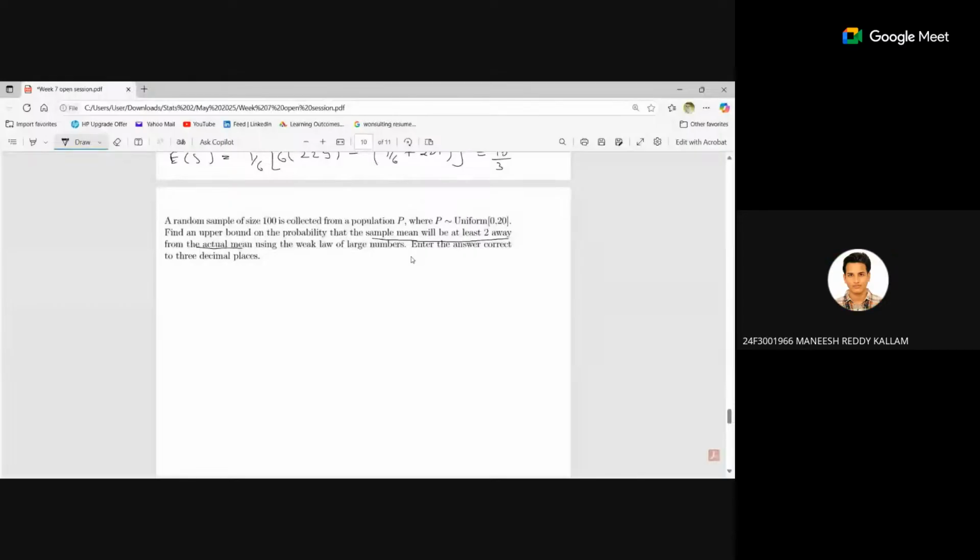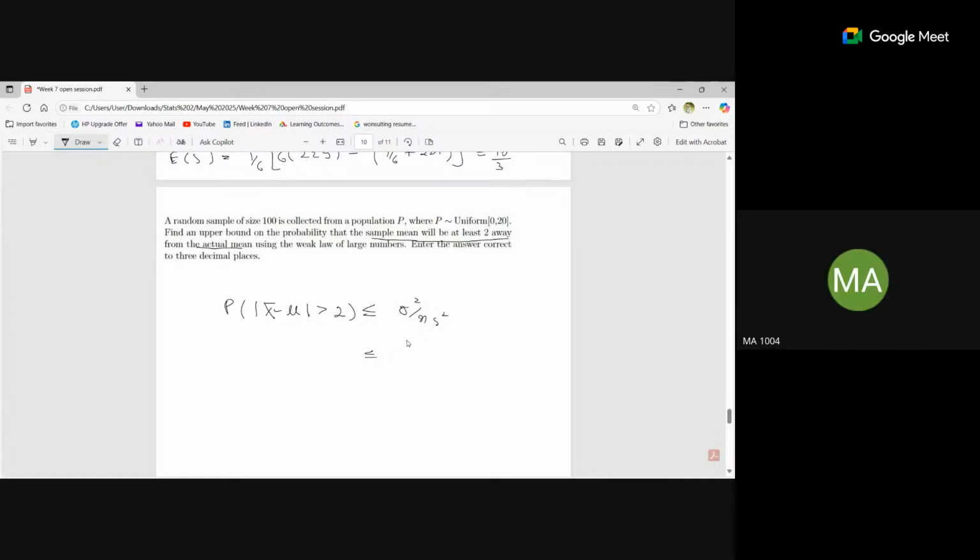Ma'am, is it 0.083? Correct. So how do you solve it? It is basically the probability of X bar minus mu being greater than or equal to 2, which is given, at least 2, is less than or equal to sigma square by n times delta square.